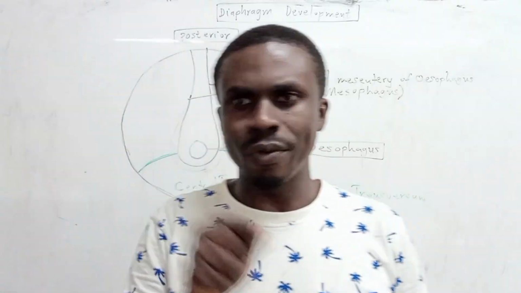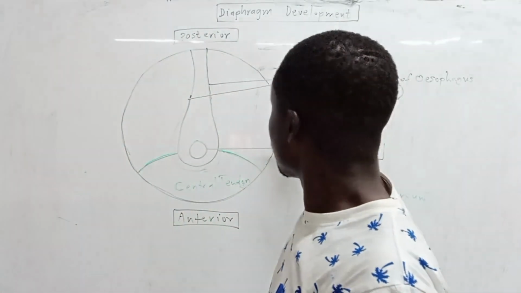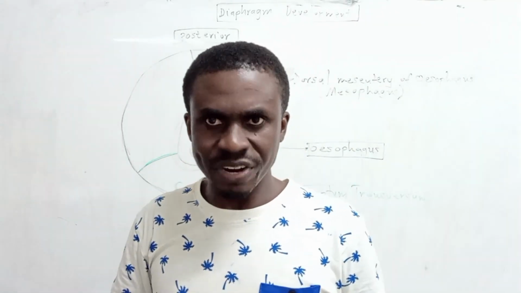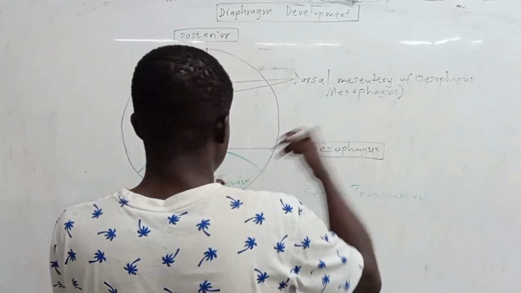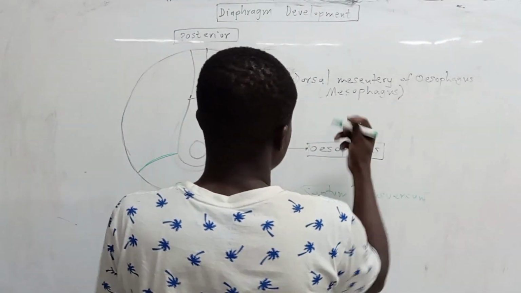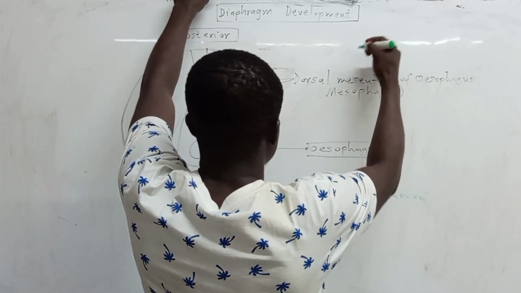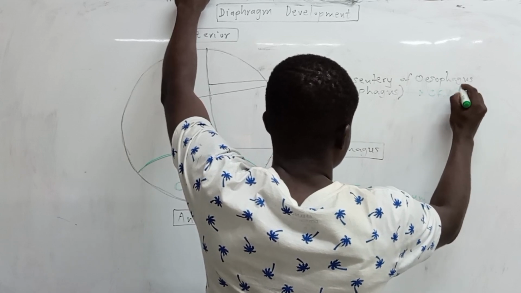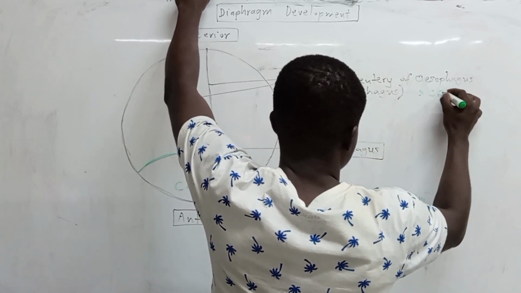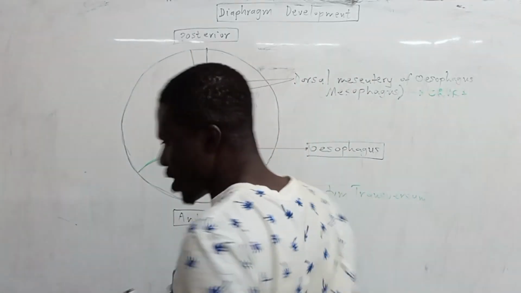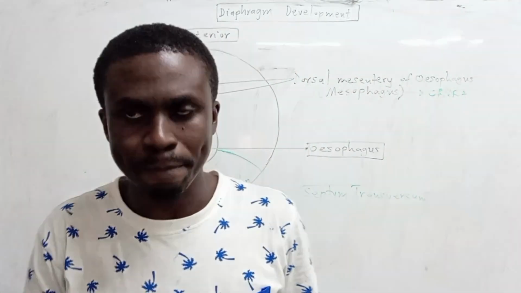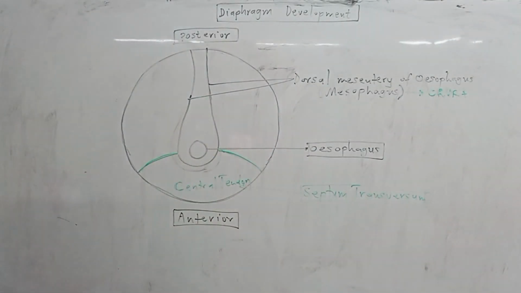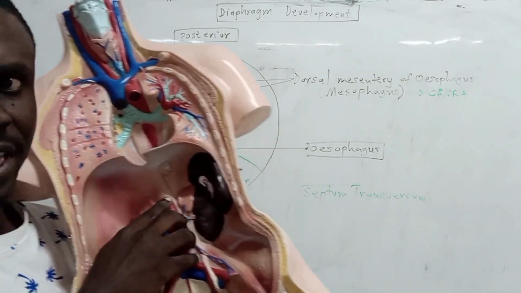Now, one thing I want you to know is that this dorsal mesentery of the esophagus will give rise to the crura of the diaphragm. Let me show you. Crura is the plural form of crus. Whenever we say crus, we are talking about leg-like structures. Let me show you those leg-like structures. So this is what we have over here.